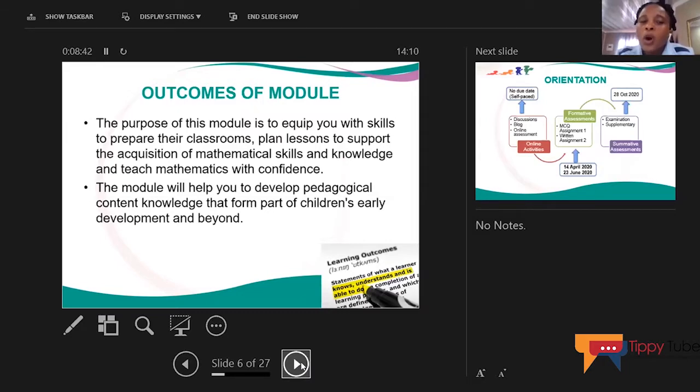This module will also help you to develop pedagogical content knowledge that forms part of children's early development and beyond. Remember, we are teaching foundation phase learners. But these learners are not just going to remain foundation phase learners. They will move to other phases. They are going to be intermediate phase learners, senior phase learners, FET learners. And later on, we want to see them at our universities, and we need to be proud and say, these learners, I taught mathematics.